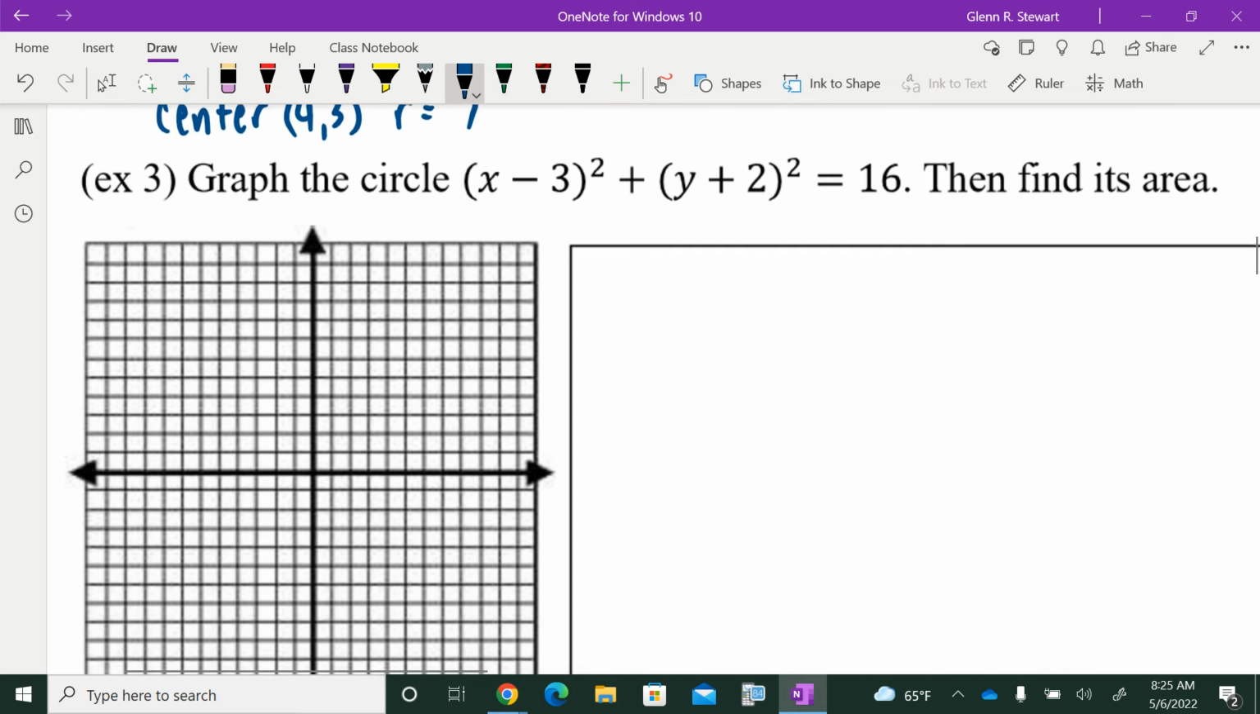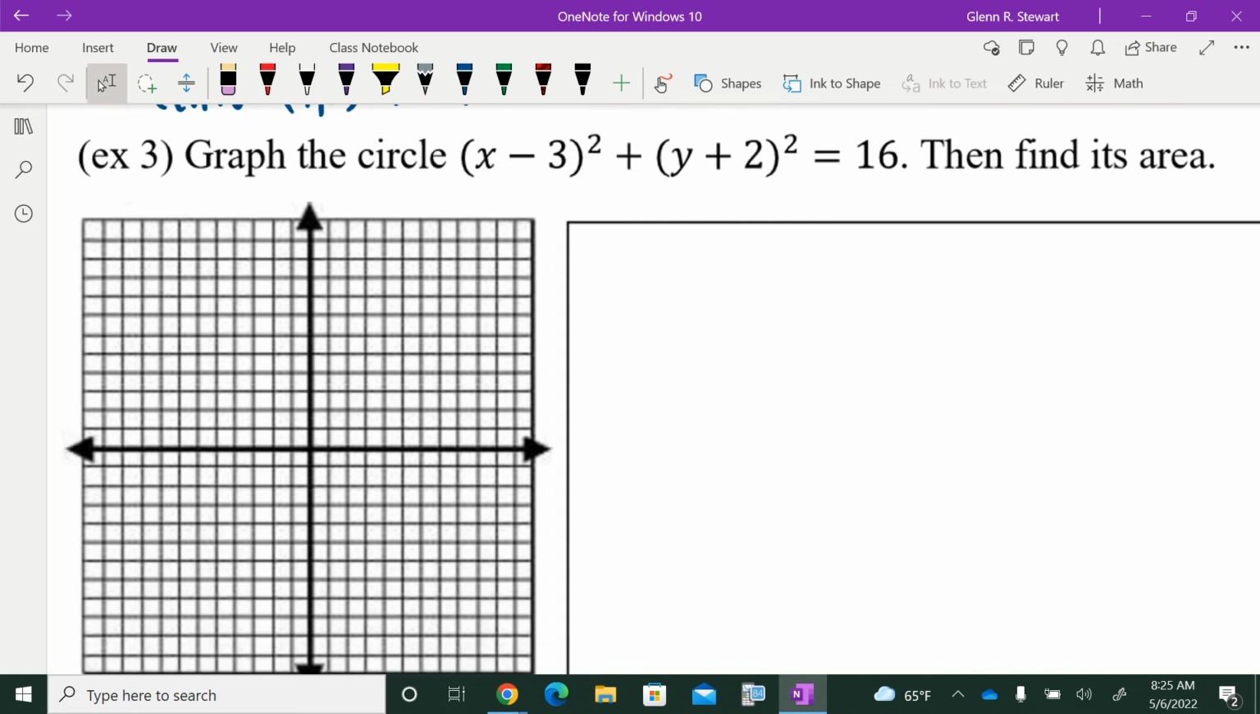Example number 3 says graph the circle x minus 3 squared plus y plus 2 squared is equal to 16. Then find its area. First thing we want to do is find out where the center is. The center in this case is going to be our 3. And notice how this isn't a minus. This is actually like saying I have minus negative 2. So my center is going to be at 3, negative 2. And radius, does anybody know what squared would give me 16? Ashley? 4. Good. My radius is 4.